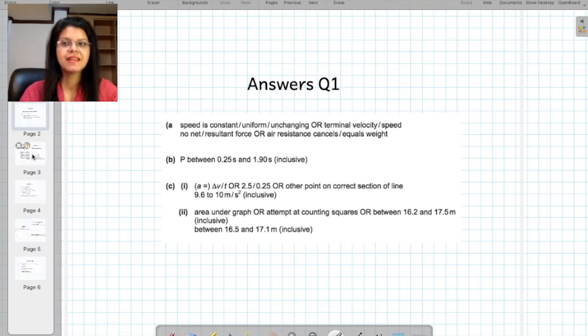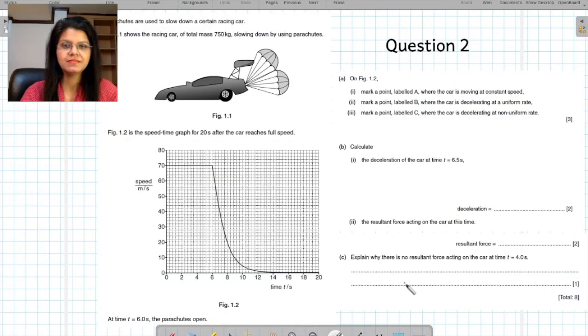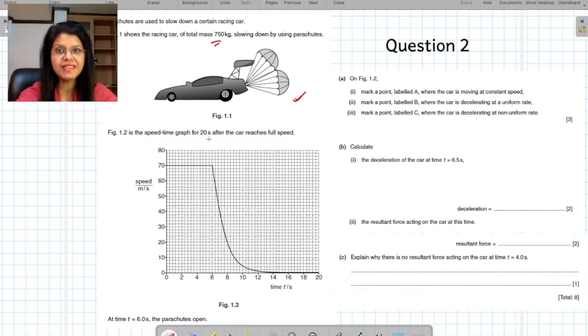Alright, let us come to question number 2. Parachutes are used to slow down a certain racing car. This figure shows a racing car of the total mass given to you. You are given the mass. It is slowing down by using a parachute. Now the figure here is the speed time graph for 20 seconds after the car reaches full speed. So the speed time graph is given to you for the 20 seconds. Let us come to the questions now.